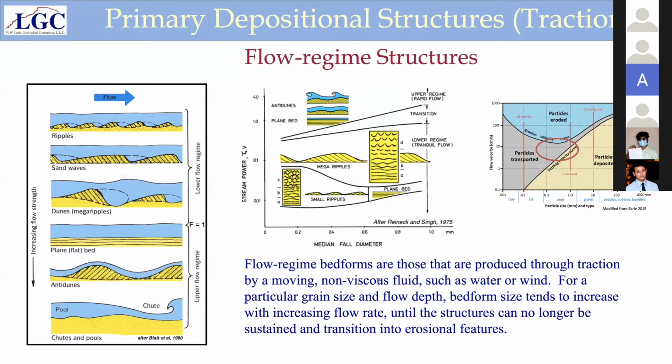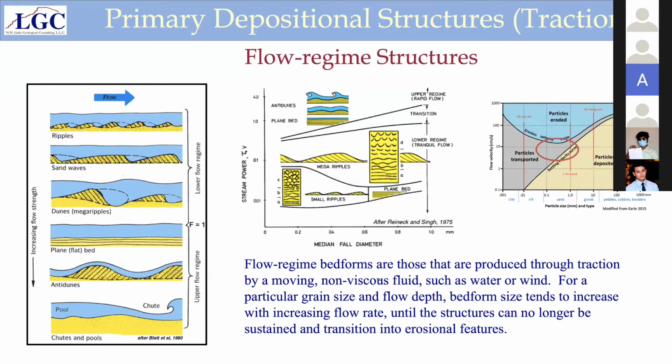Okay. As the flow velocity continues to increase, we get closer and closer to the state of erosion rather than deposition, and we'll see a transition from plane beds into antidunes, and then finally into an erosional situation where the sediment is simply being removed. And I'll talk about that in some detail as we go through.